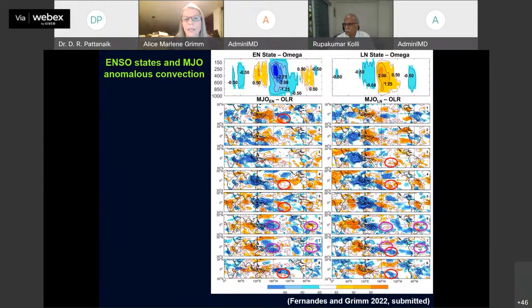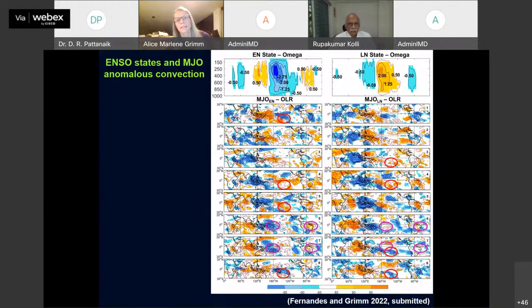As a consequence, this anomalous subsidence over Northeast South America, which happens in phases 4, 5, and 6 of the MJO, is enhanced because of this enhancement of convection in the Central Pacific. So subsidence here is strengthened. And during La Niña, this subsidence here disappears. So we have even enhanced convection here.